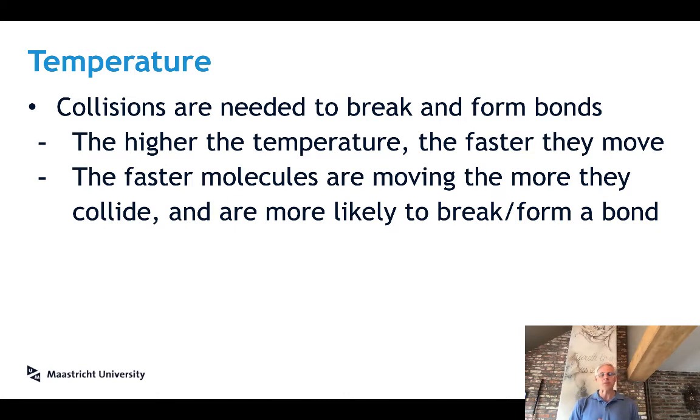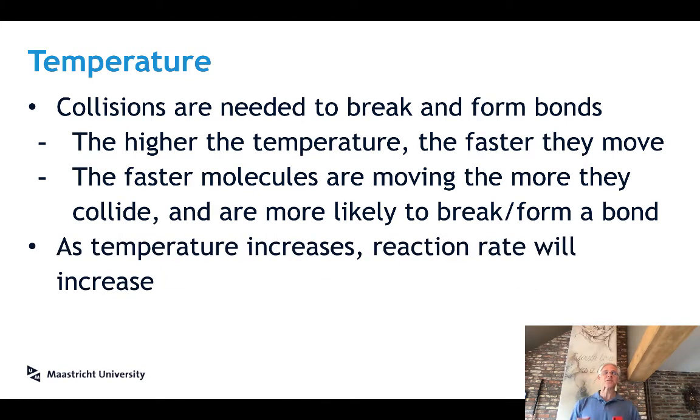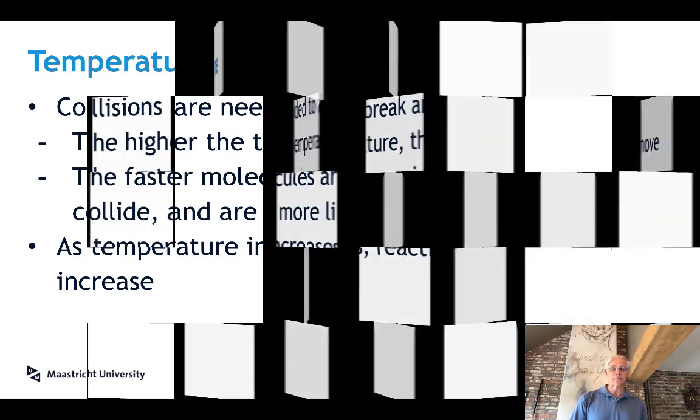and the more likely they are to break or form a bond. Go back to your little mental model here of people in a room. If there's 3 of you walking in a room, you might collide once in a while. If you're all running in a room, you're going to collide more often, and you're more likely to break something. So the faster you're moving, the more you're going to collide, and the more likely that the collision will have enough energy to break or form a bond. Now, as temperature increases, the reaction rate will increase, and vice versa. As temperature goes down, reaction rate will go down.